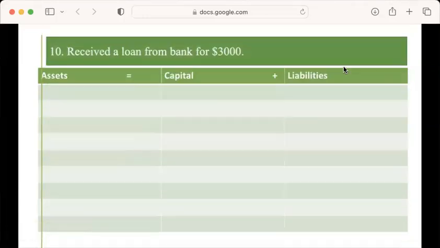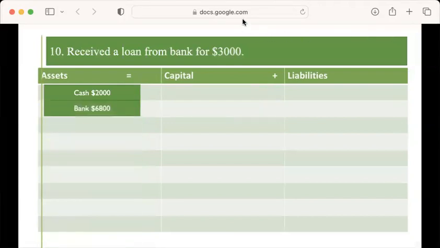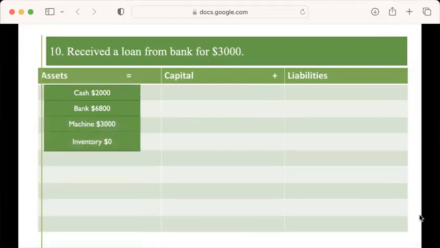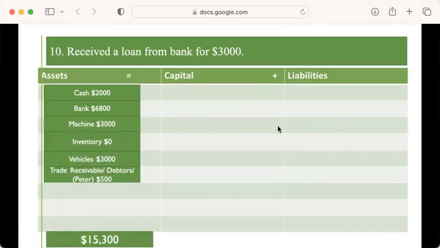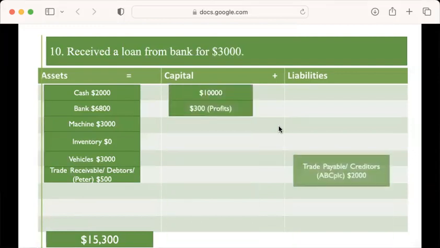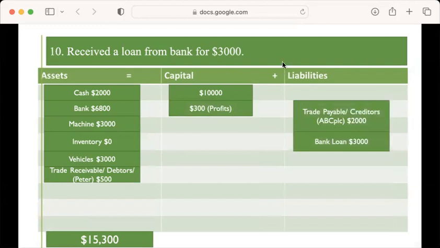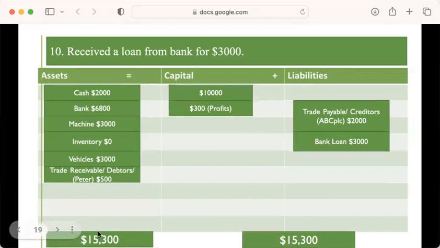Right, let's look at another transaction, maybe received a loan from bank. Now this time we are receiving a loan from bank for £3,000. So cash at bank will increase from 3,800 to 6,800. Now it is a loan. So earlier we only owed the owner and ABC PLC. But now since we are taking a loan from the bank, we are also liable to the bank. So what happens here is total assets and total liabilities both will increase.